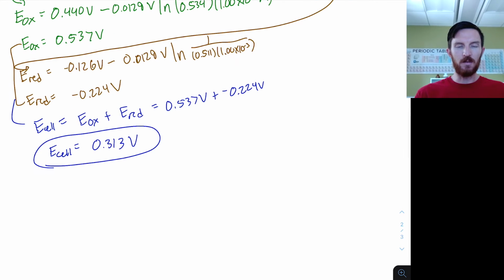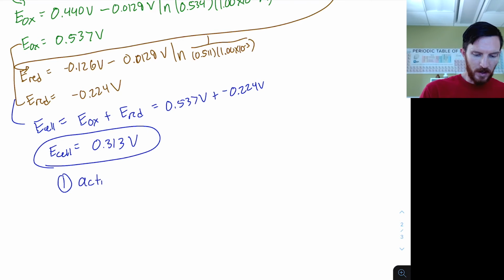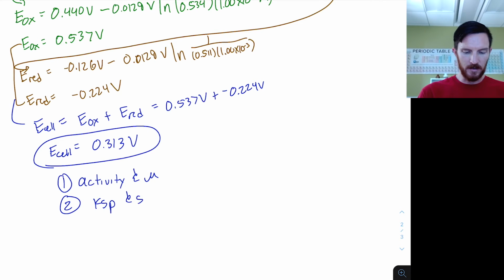So what are some important ideas or concepts that we've thought about in these different steps here? One of them is activity and how that relates to ionic strength, so some reminders about that.